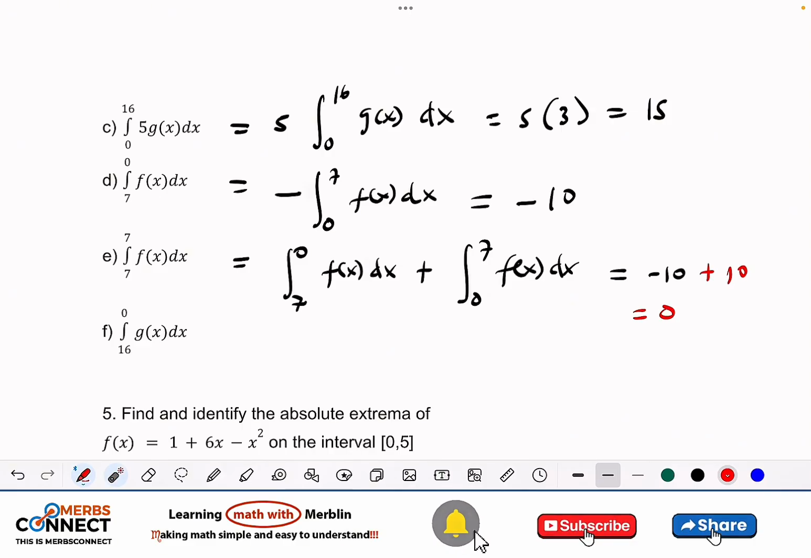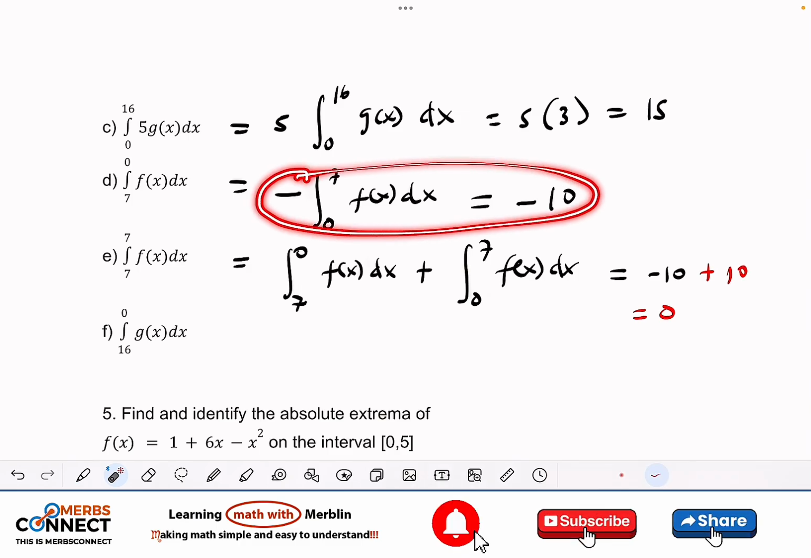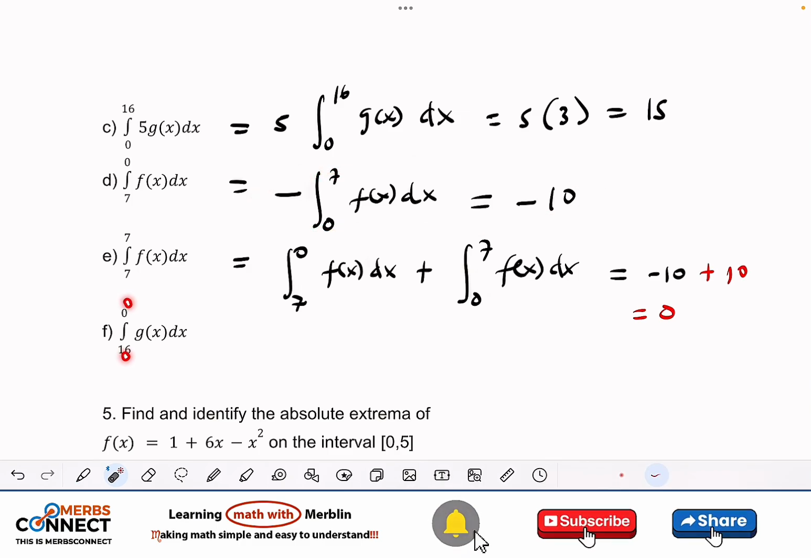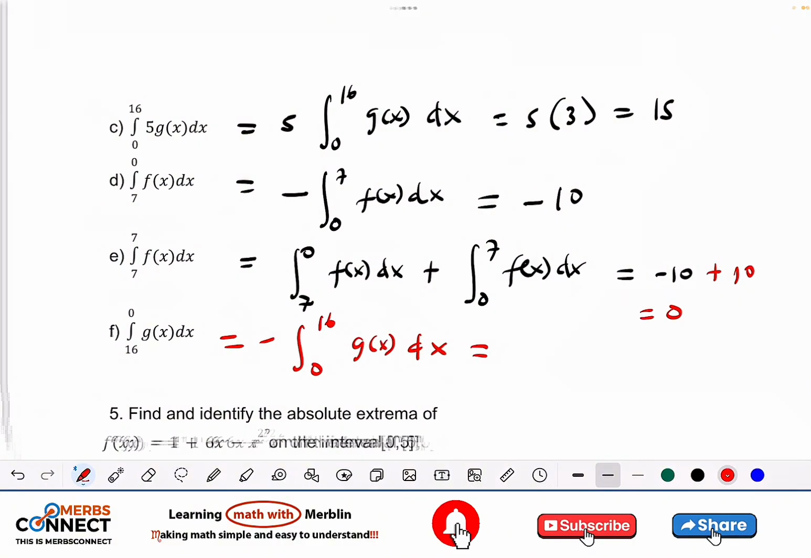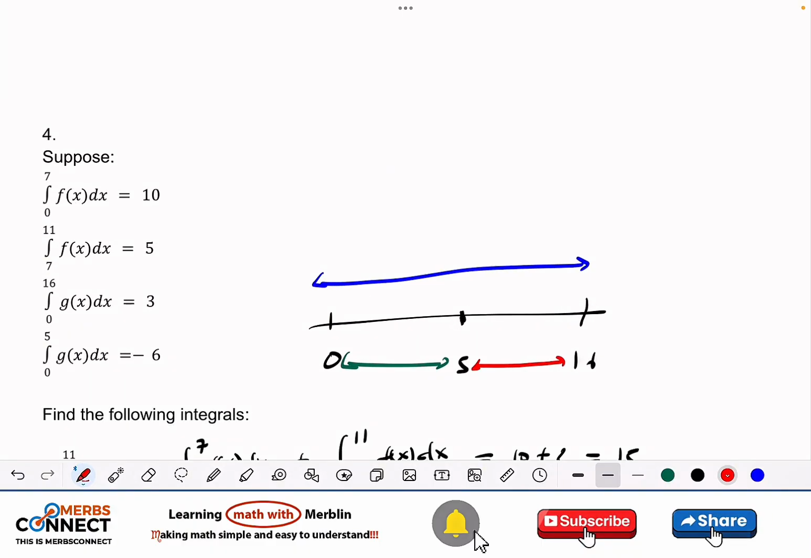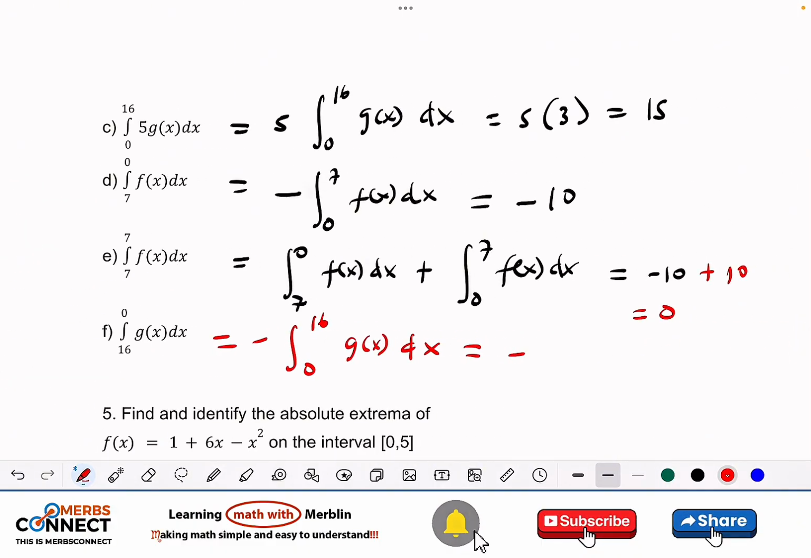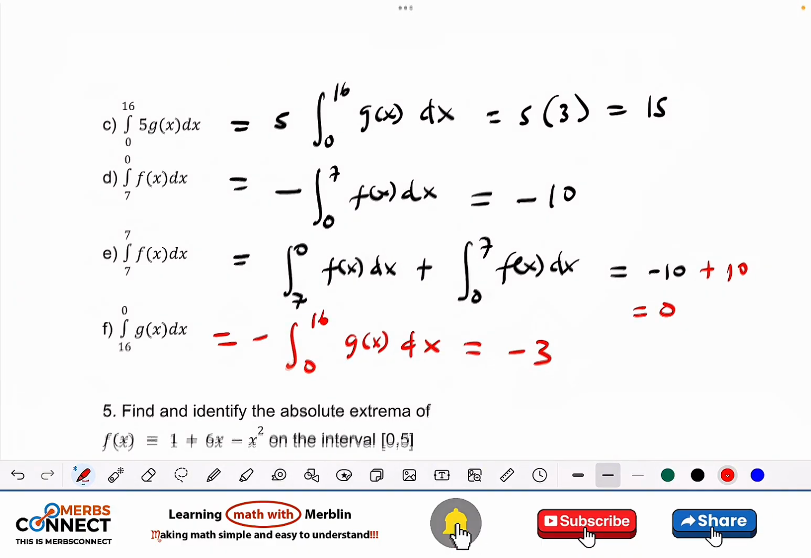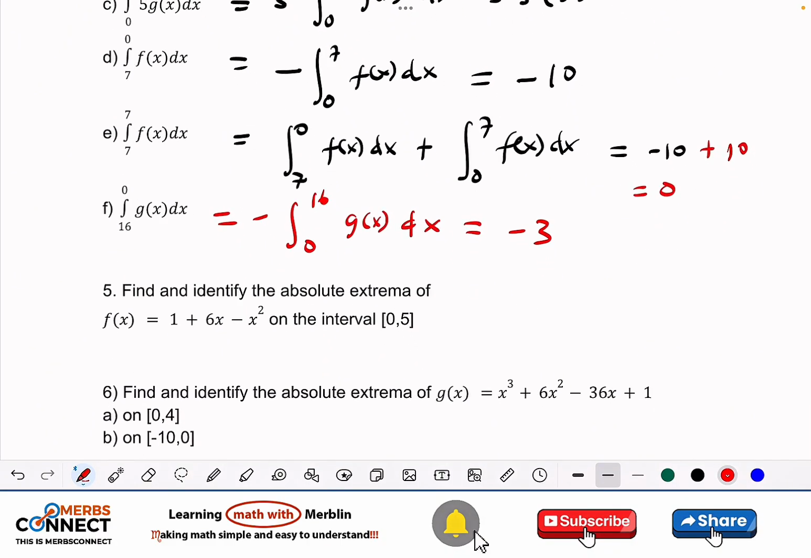Let's do the last one. So the last one is like the way we did this one too, right? We are starting from 16 to 0, but we don't have 16 to 0. We have 0 to 16. So this one can be written as minus the integral from 0 to 16 of g of x dx. So that one is 3, so we are going to have minus 3. Wow, kind of very fast from there.